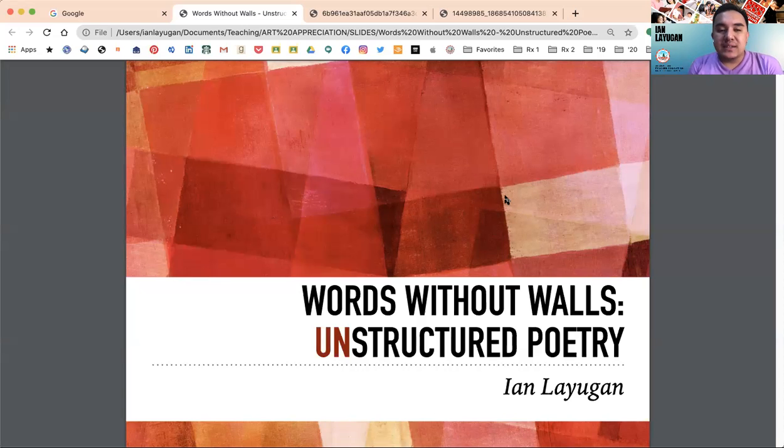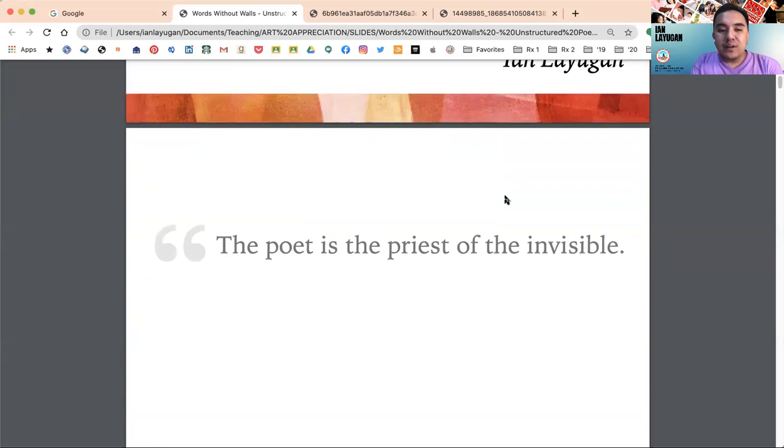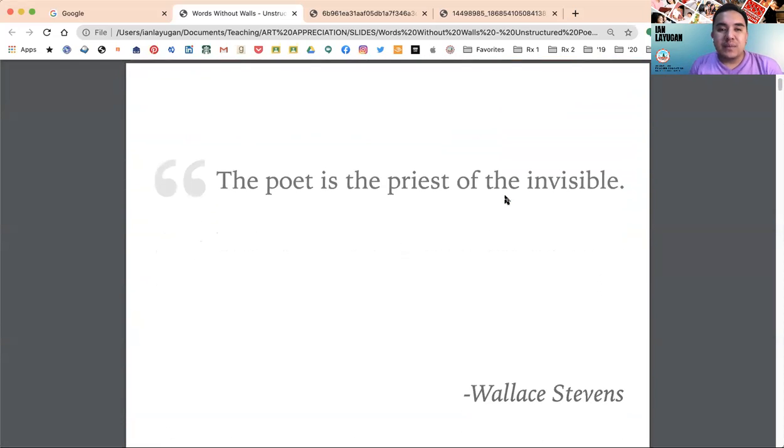I've given you a task earlier, which is for you to write or design your own concrete poem. And before we get there, I would like to discuss with you a little bit about unstructured poetry. I particularly want to talk about this today because I know that you've already been talking about structured poetry when you were in your earlier years.